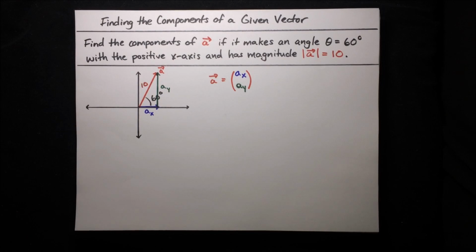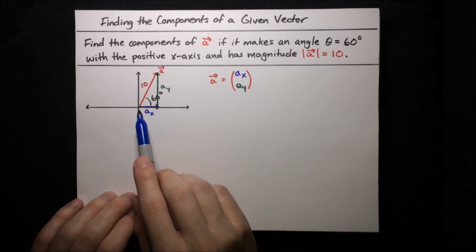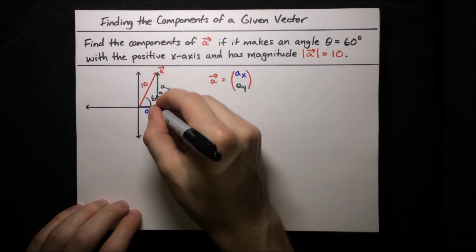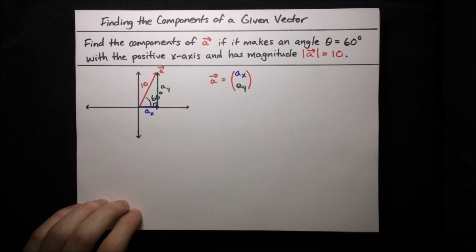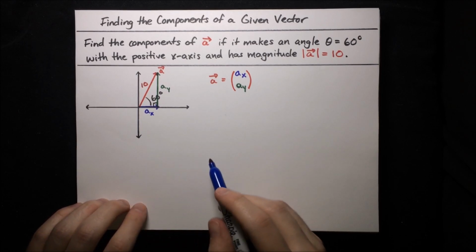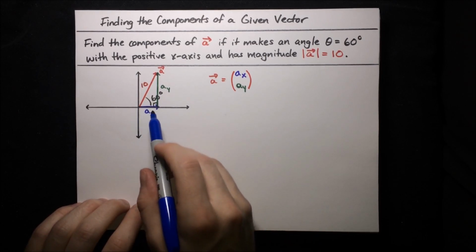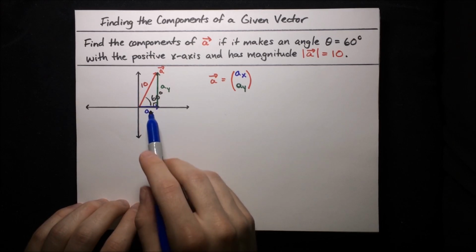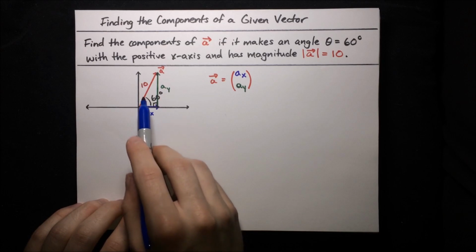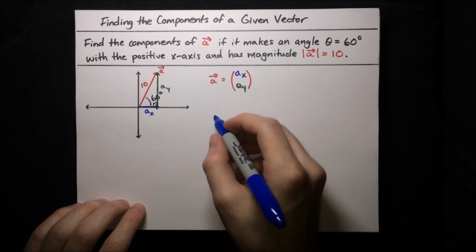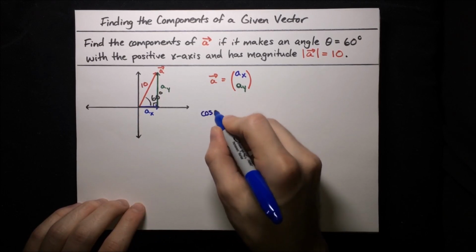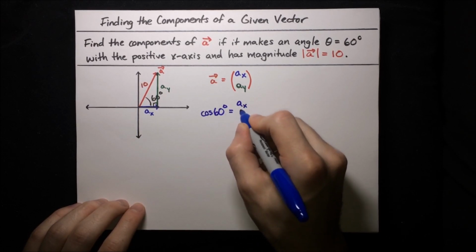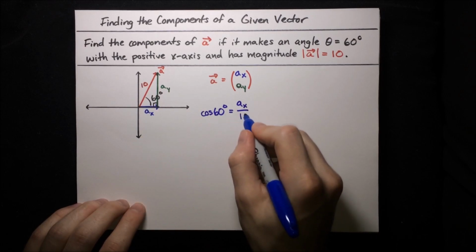Okay, so now it just remains to solve for AX and AY, and we can do that using this triangle. This triangle is a right triangle, so we can use some trig ratios here. Why don't we start off with solving for AX? So what relates AX to 10? Well, AX is the side that's adjacent to this angle, and 10 is the hypotenuse, so we can use cosine. Cosine of 60 degrees is equal to adjacent, which is AX, over hypotenuse, which is 10.